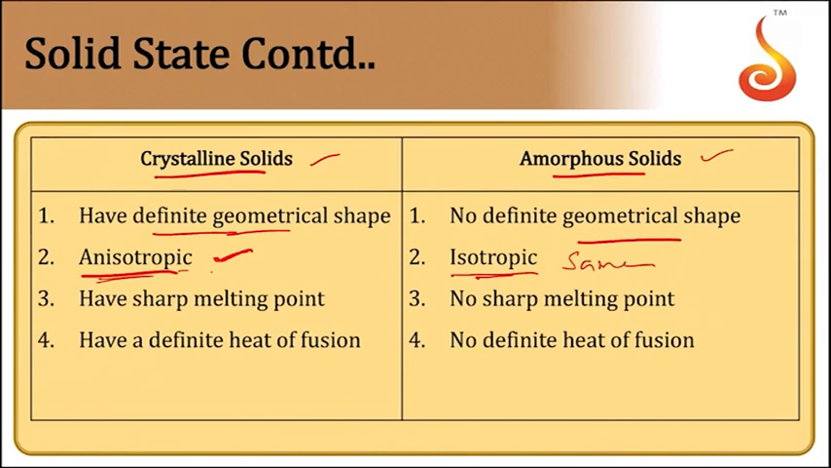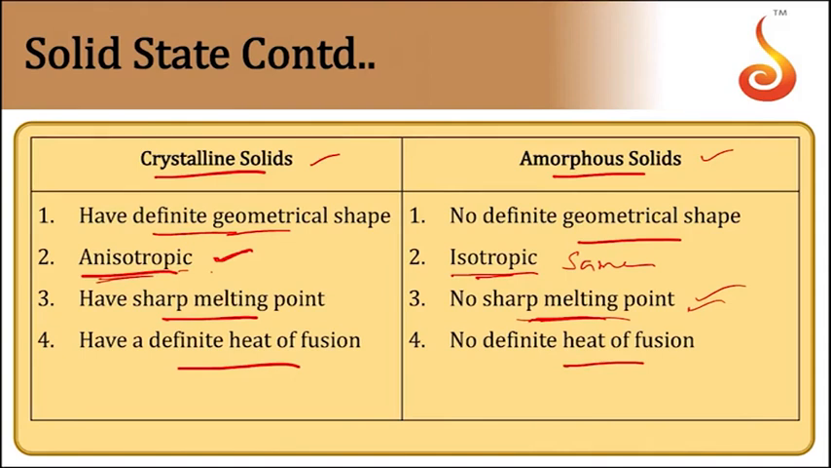Crystalline solids have a sharp melting point, whereas amorphous solids do not have a sharp melting point. In the case of amorphous solids, when you are heating them, they first of all soften and start flowing down. There is no sharp melting point. Crystalline solids have a definite heat of fusion, while amorphous solids do not have a definite heat of fusion.